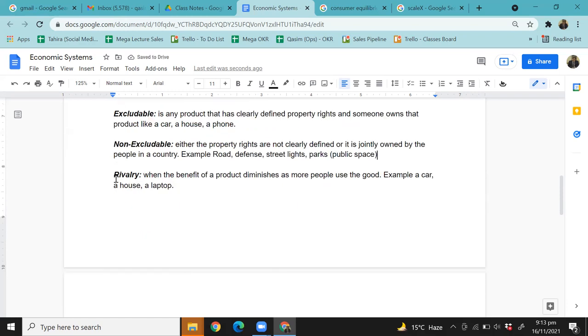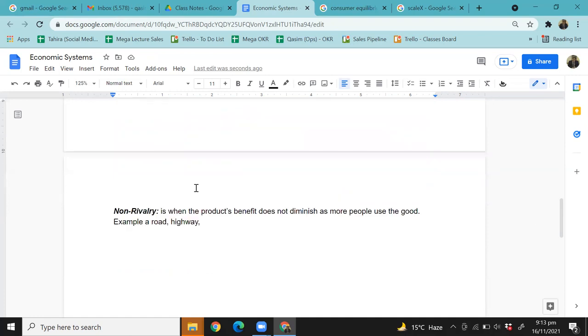Then another characteristic that is important here is rivalry. Now think about this. When the benefit of a product diminishes as more people use the good, that's known as rivalry. So if I'm using my laptop, no one else can use it at the same time. If I'm using my car to go somewhere, most probably no one else would be able to use it at that time. Now that is rivalry. If more people start using the good, the benefit diminishes, right? In the case of non-rivalry, which are public goods, the benefit doesn't diminish. Even if more people are using the good, everyone will get more or less the same benefit.